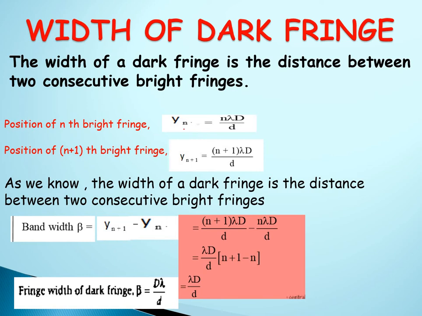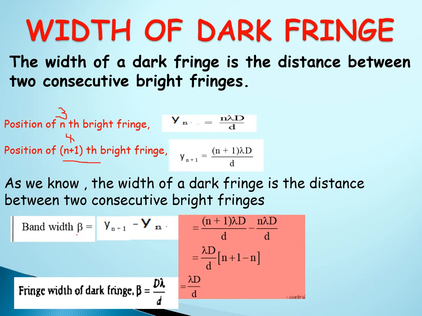The position of the nth bright fringe, yn is equal to n lambda D by d. Position of n plus 1th bright fringe. Hope it's clear children. It is similar to saying that position of third bright fringe and fourth bright fringe, or position of fifth bright fringe and sixth bright fringe. So general is n and n plus 1th. So yn is equal to n lambda D by d. Yn plus 1 is equal to, in the place of n we are substituting n plus 1, lambda D by d. So what is our definition? The width of a dark fringe is the distance between two consecutive bright fringes.